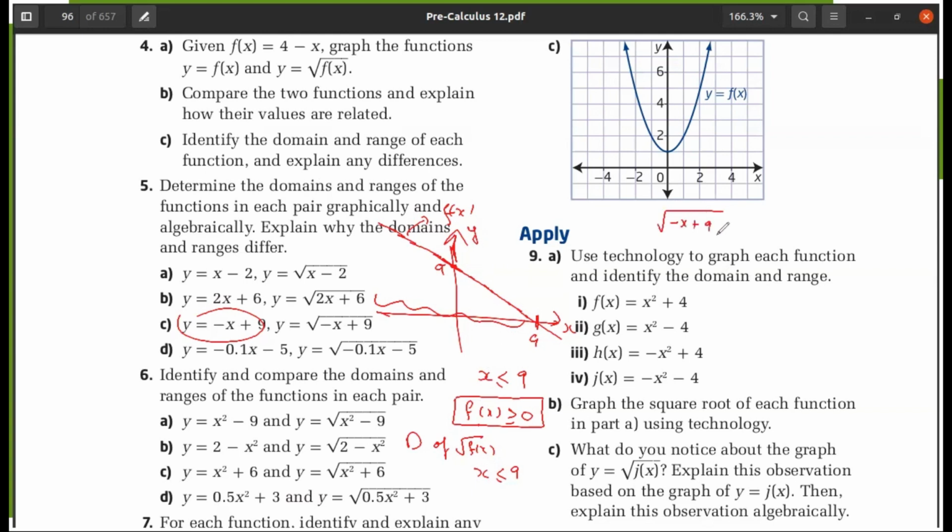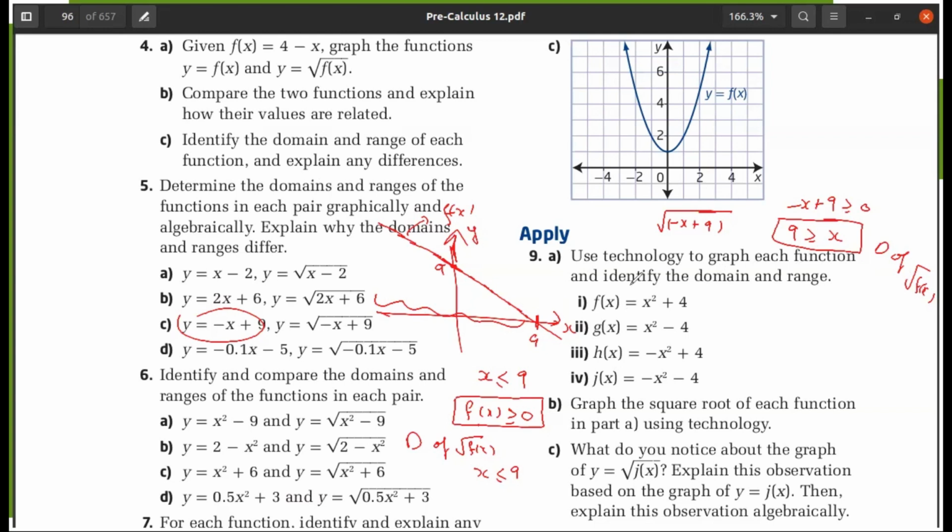For a radical function, the domain is that whatever is inside the square root, it must be positive. So minus x plus 9 should always be greater than or equal to 0. If you add x both sides, minus x plus x is gone, 0 plus x is x. So it says x is less than or equal to 9. Same. So this is the domain of under root of f(x).